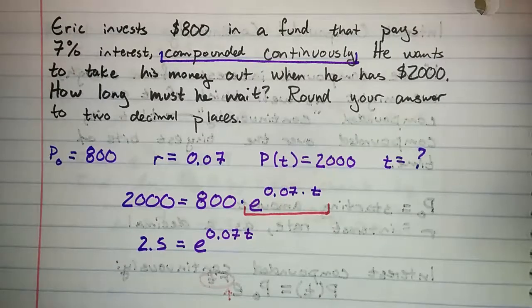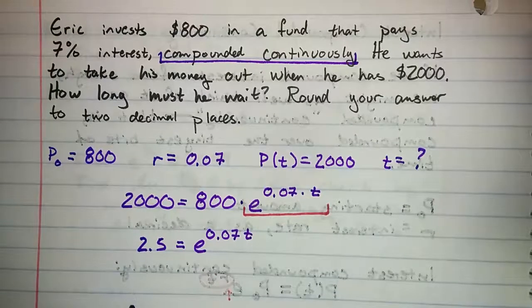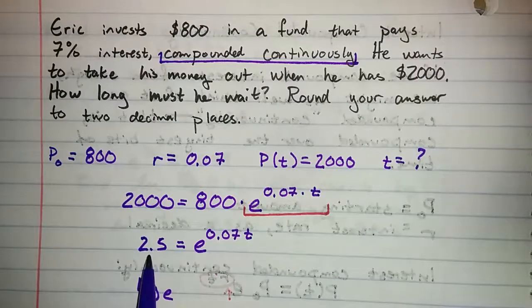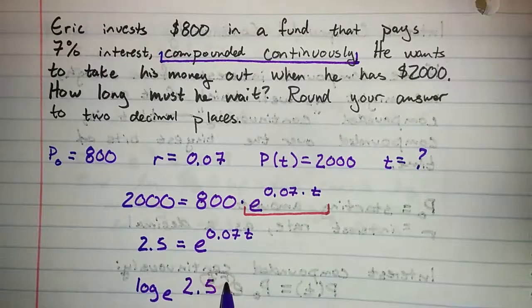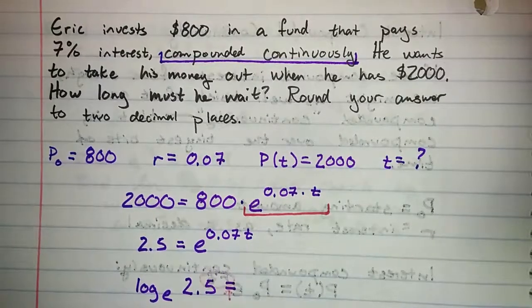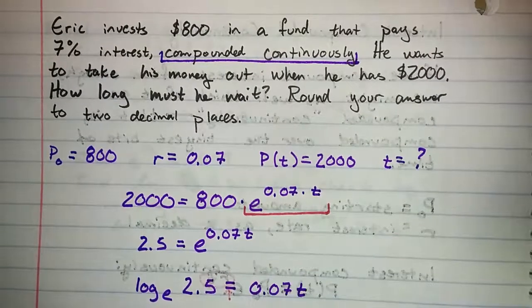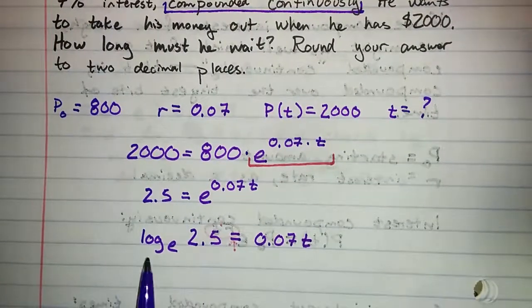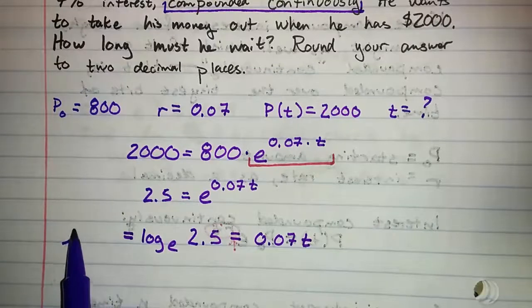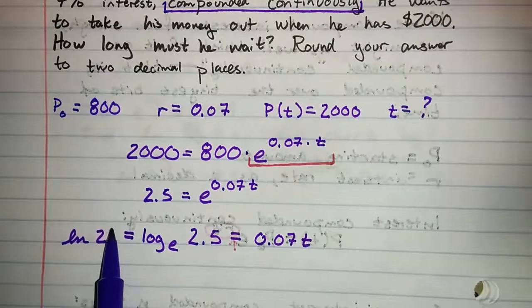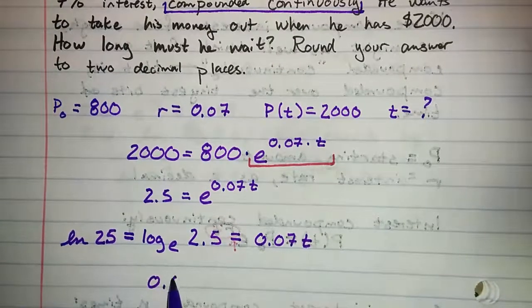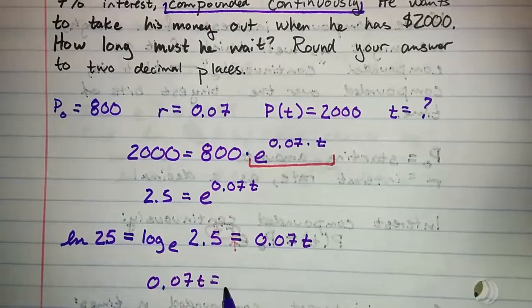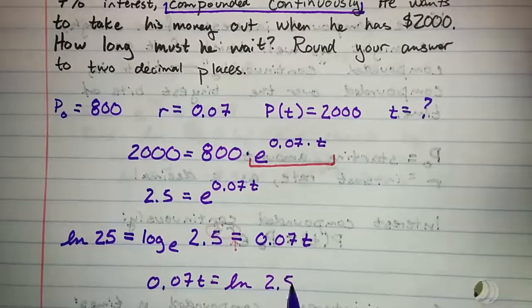And now we want to rewrite this in terms of logs. The base stays the same. 2.5 is the result of the exponential, so it's the argument of the log. And then the exponent is 0.07t, so that's the result of the log. Oh, but wait, that log base e, that's special. That's called the natural log. Okay. So I have 0.07t is the natural log of 2.5.